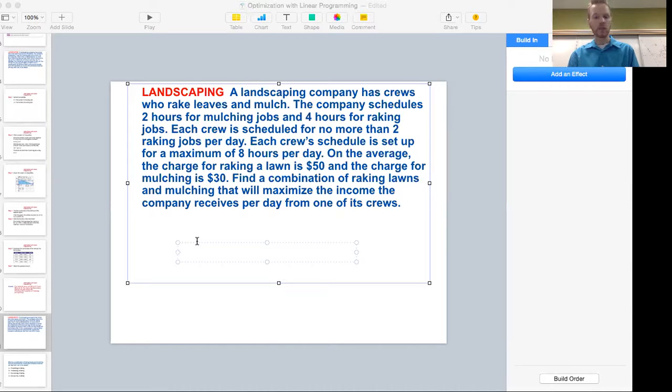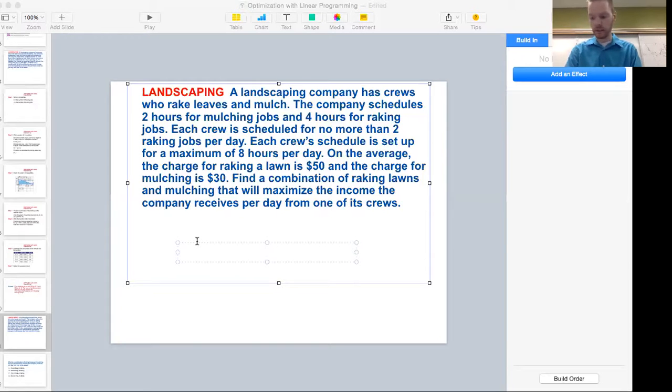On the average, the charge for raking a lawn is $50. The charge for mulching is $30. Find the combination of raking and mulching that will maximize the income the company receives for one of its crews. I like these problems. I really do. I think it shows you a lot of great application, especially for those of you who want to start your own business, some numbers and some graphing that can help you maximize your profit.